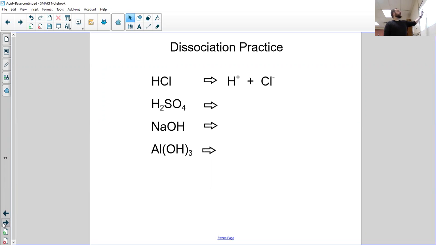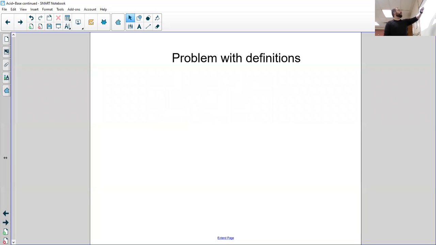Look at the equation, make sure everything's balanced. It is. So move on to the next one, H2SO4, sulfuric acid. We have H+ again, and SO4 2- is our anion. Look at the balance. We have the same number of sulfurs, same number of oxygens, but our hydrogens are not balanced. So we add a coefficient of 2. Go over the other two in class.